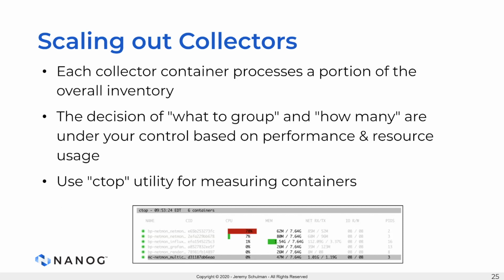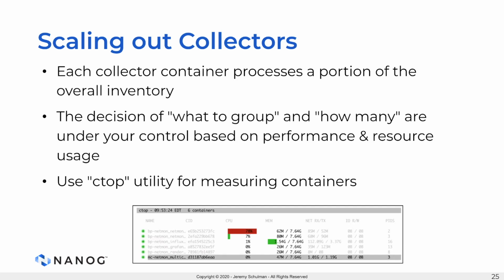So one decision was, do I make a collector per device? Well, if you have 5,000 devices, that's too many collectors. Do I put all of the devices in one container? Well, if you do that, you might consume too much memory or too much CPU. And so the idea was to decide how I want to slice and dice my inventory.